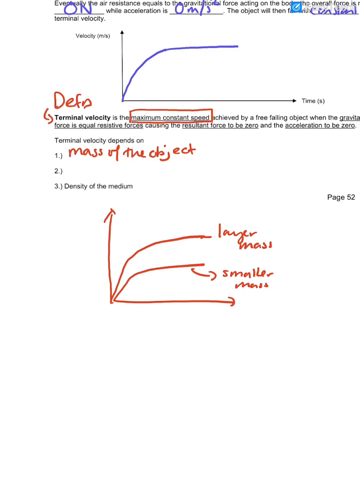Okay, what else? I wrote here the density of the medium. Density of medium means what? It can be falling in air, or it can be falling in oil. Which one will reach terminal velocity faster, when you fall in oil or in air? Oil? Why? Oil has a lot more resistance, right?